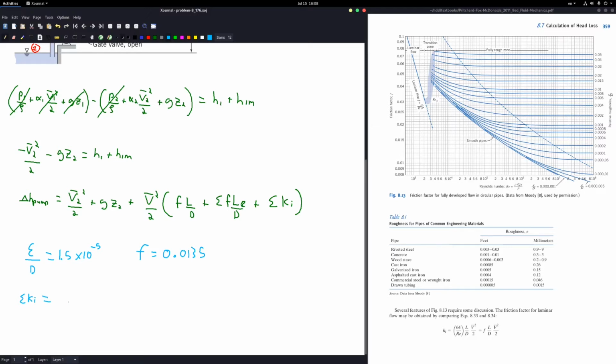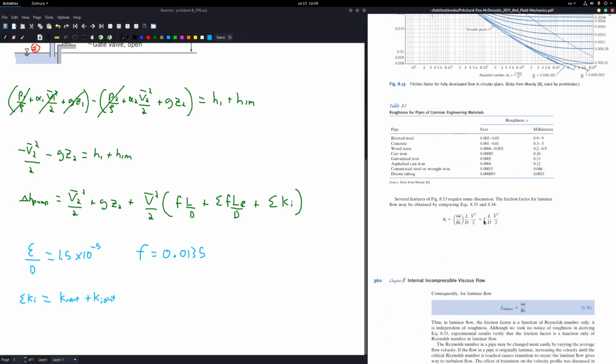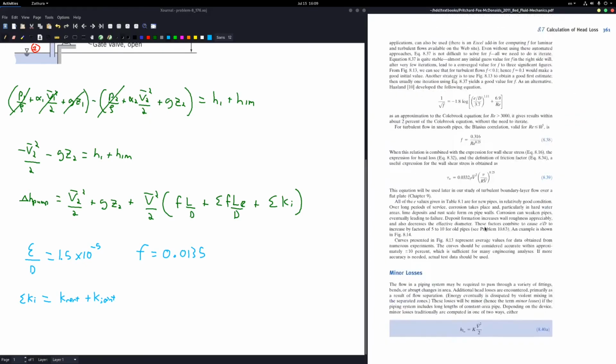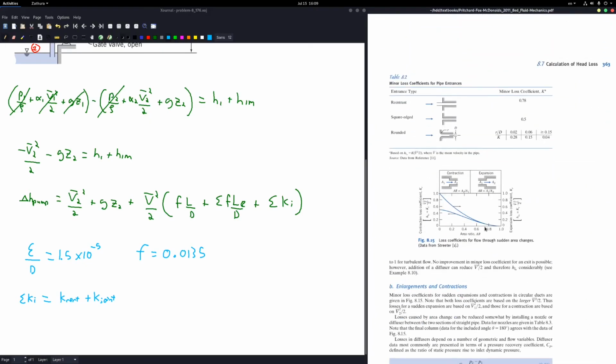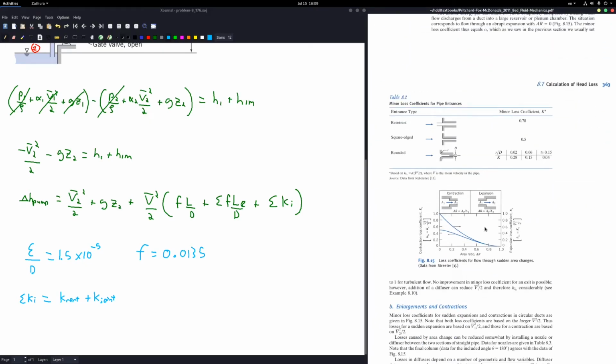The next step, so for our minor losses, the minor losses that we have in our system is the K from our reentrant and the K of all the joints. The K of the reentrant is given by 0.78, and then all the joint losses are given by a K factor of 1. We gotta remember that we have 15 of them, so times 15, that gives us a total minor losses coefficient K as being 15.78.